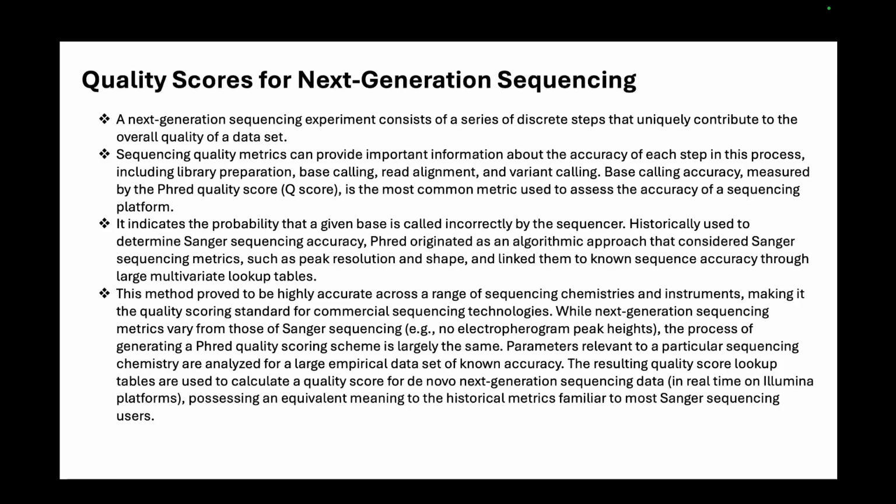This method proved to be highly accurate across a range of sequencing chemistries and instruments. After Sanger sequencing, it was adopted in almost all kinds of sequencing technologies, so you have that Phred quality scoring, which gives you the accuracy of the base call. Parameters relevant to a particular sequencing chemistry are analyzed for a large empirical data set of known accuracy. The resulting quality score lookup tables are used to calculate quality scores for de novo next generation sequencing data, possessing an equivalent meaning to the historical metrics familiar to most Sanger sequencing users.